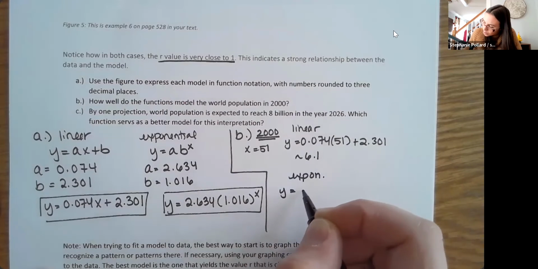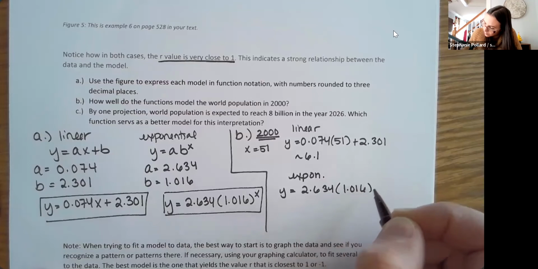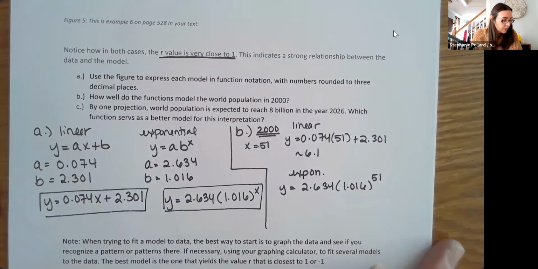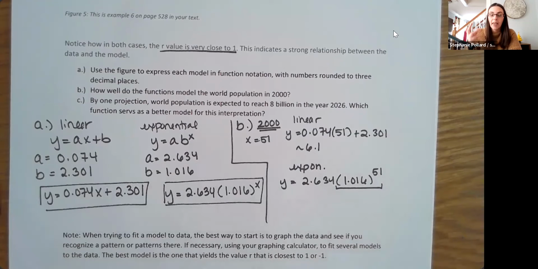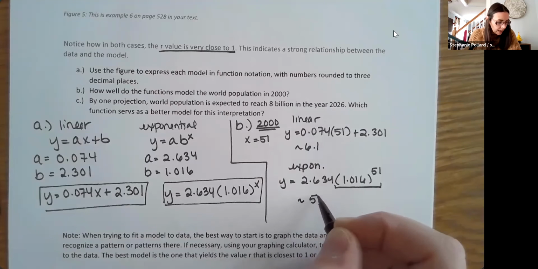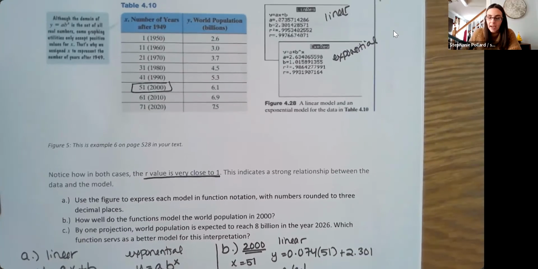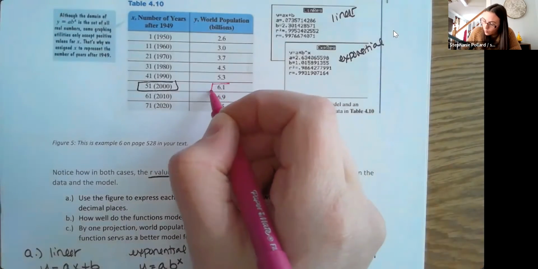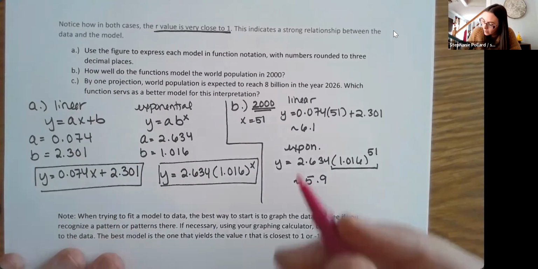And when I use my exponential model, again, my X value there is 51. Just be careful, make sure you do this first on your calculator. You want to do your exponent and then multiply it by that 2.634. And what you get here is about 5.9. So if I go up to my actual data, I can see that the actual data was 6.1 in 2000.